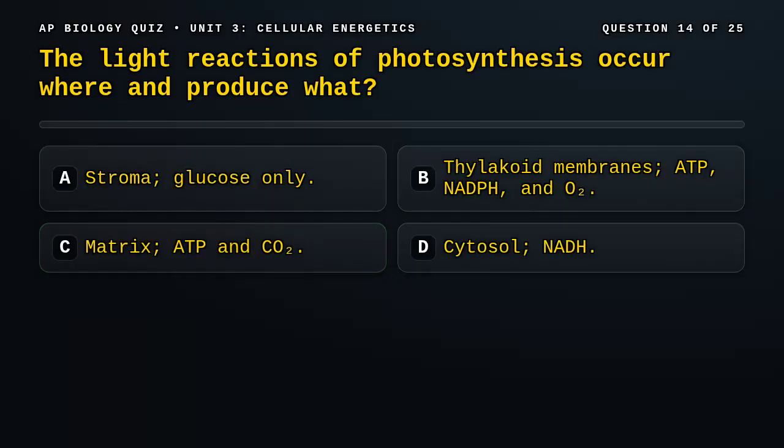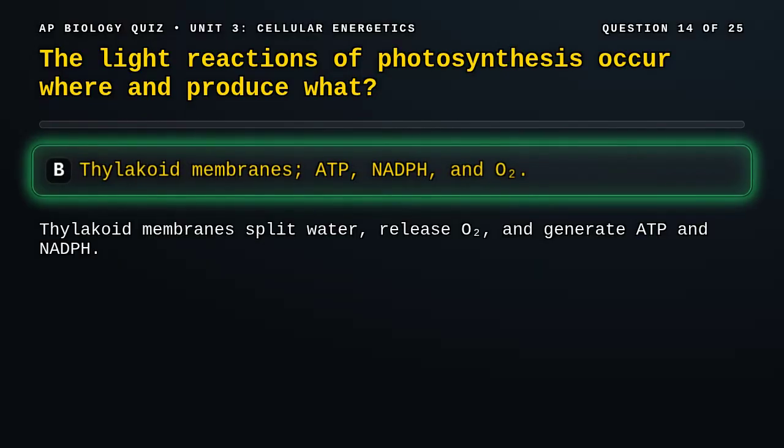Question 14. The light reactions of photosynthesis occur where and produce what? A. Stroma, glucose only. B. Thylakoid membranes, ATP, NADPH, and O2. C. Matrix, ATP and CO2. D. Cytosol, NADH. Correct answer B. Light reactions in thylakoid membranes split water, release oxygen, and generate ATP and NADPH.